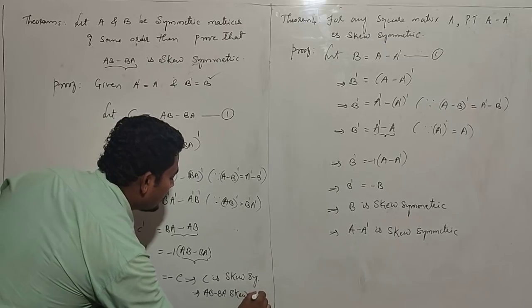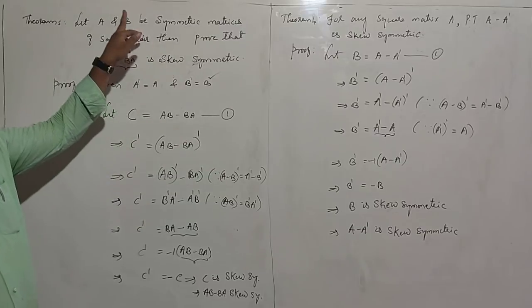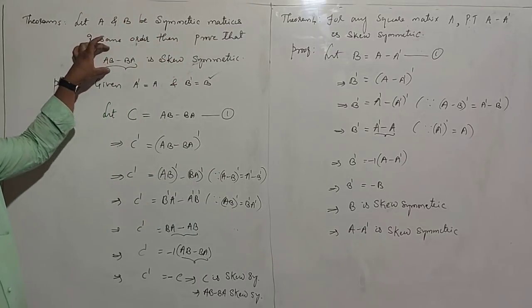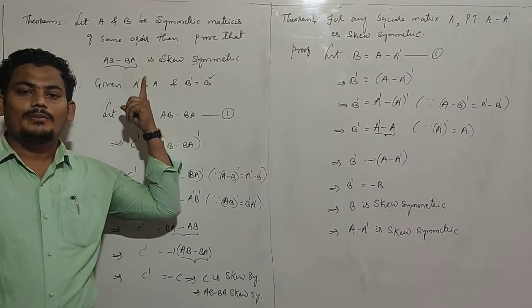Skew symmetric matrix. Suppose A and B are symmetric matrices, then AB minus BA is a skew symmetric matrix. This is one of the very important results.